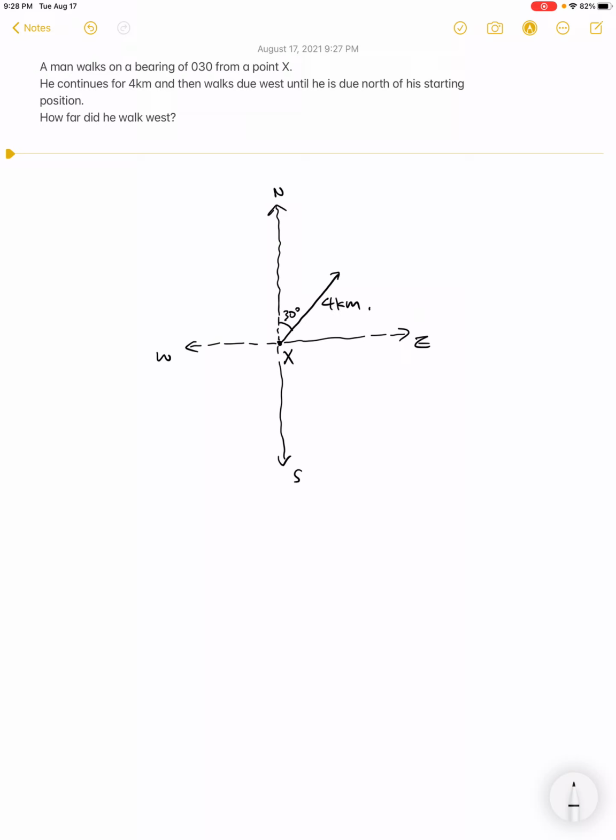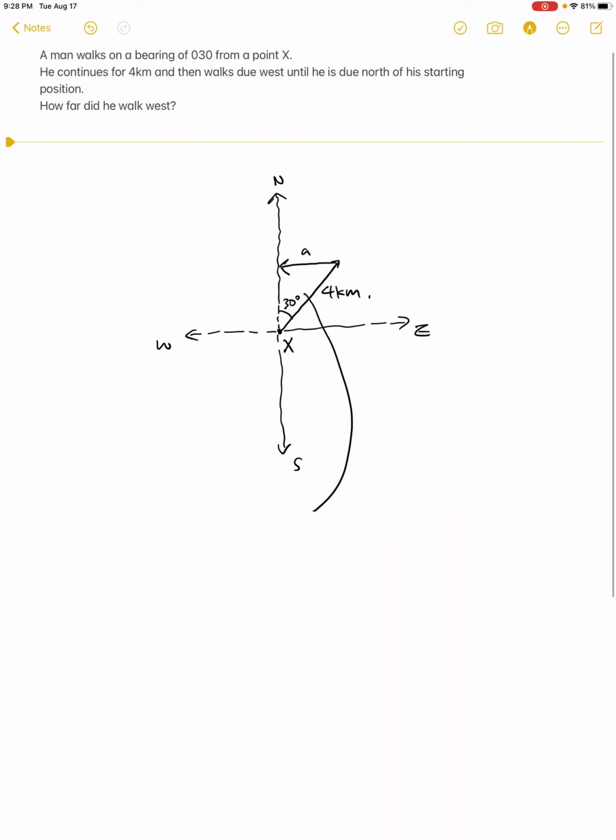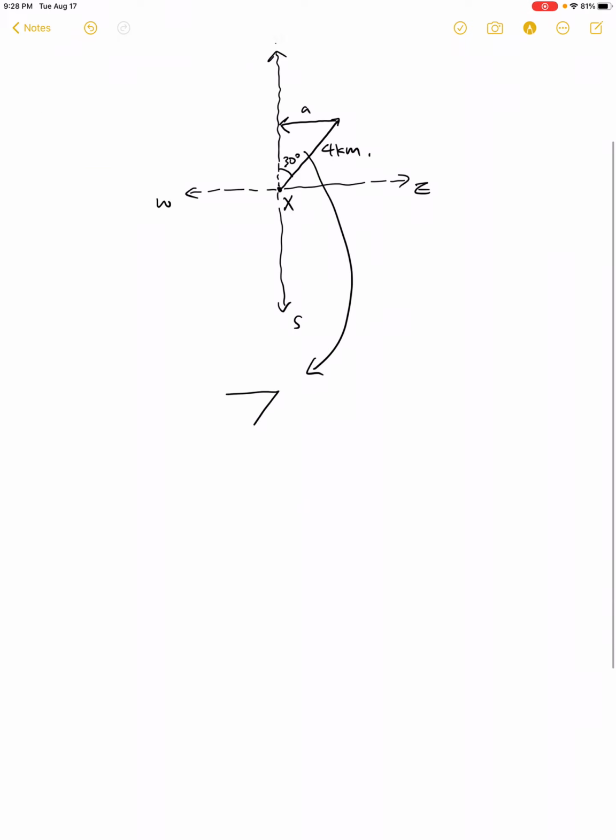Once he reaches 4 kilometers, he turns and starts heading west until he is at the point directly north from the point he started from, which is point X. Should we call this distance A? Because that's what the question is asking us to figure out. How far did he travel west? If I move this triangle down here for us to see, we have 30 degrees. This is 90 because west and north are perpendicular to each other, and we know this side is 4 kilometers.